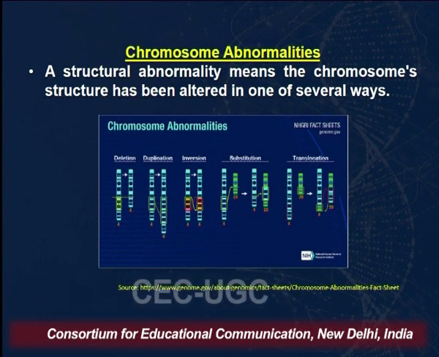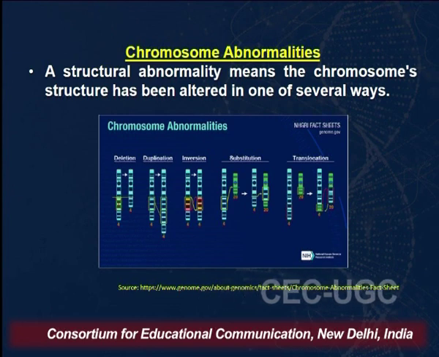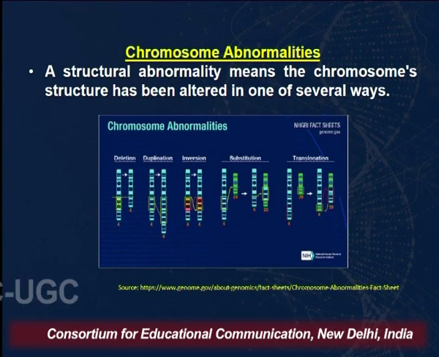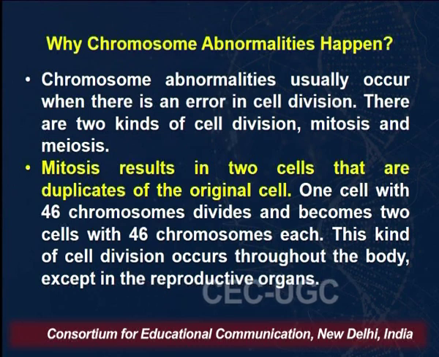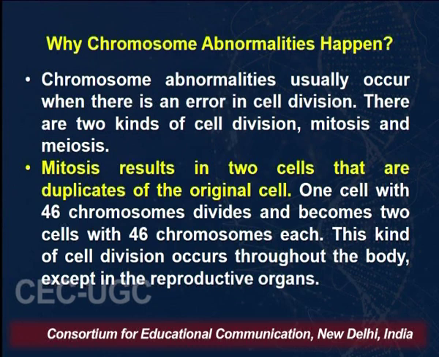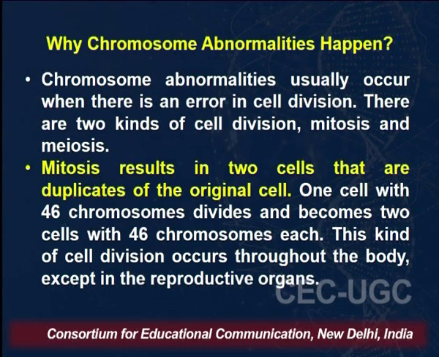In a structural abnormality, the chromosome structure has been altered in one of the several ways present over here. Now, why exactly do these chromosomal abnormalities occur? There is a phenomenon called non-disjunction of the chromosomes. We know the methods of division, which include mitosis and meiosis.